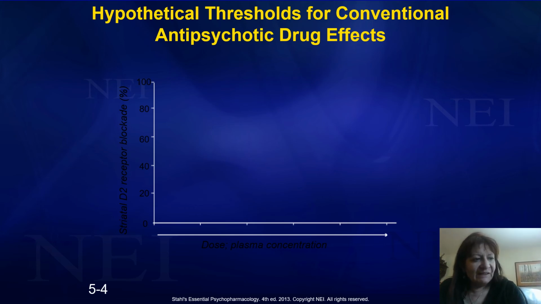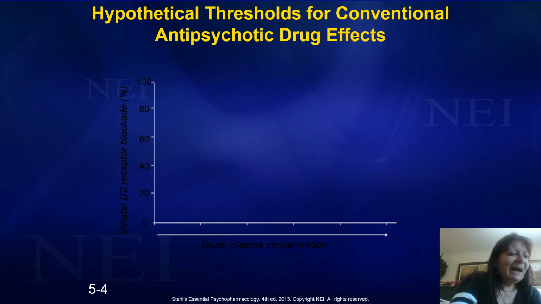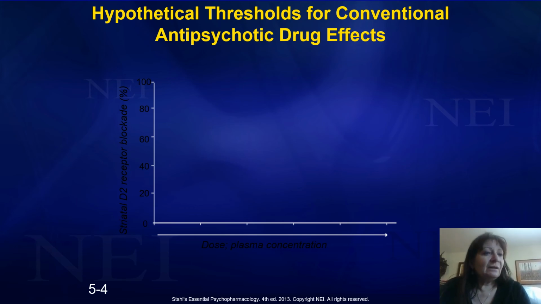So when you give a D2 antagonist, you're blocking dopamine from binding to the D2 receptors. You're decreasing hyperactivity in the mesolimbic pathway, which is decreasing the positive symptoms. You're also decreasing it in the mesocortical pathway, which is potentially increasing the negative symptoms.